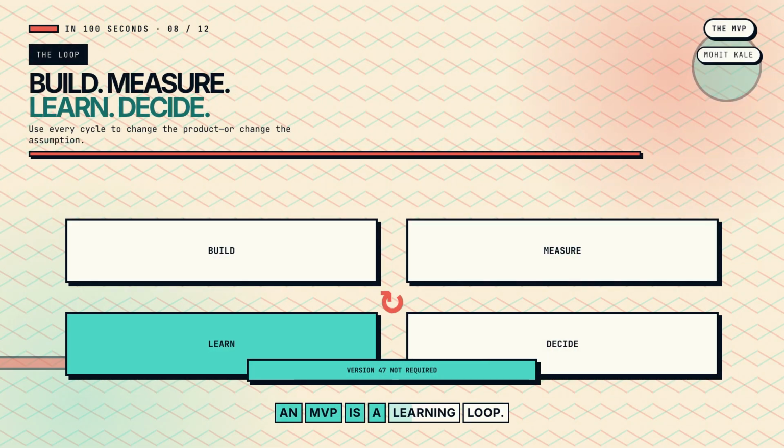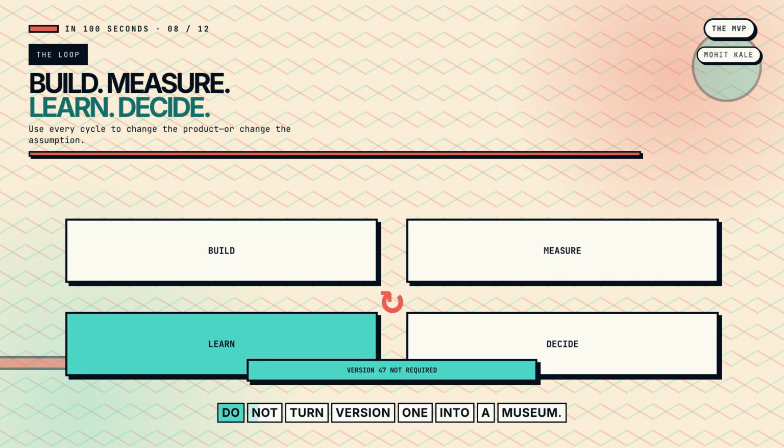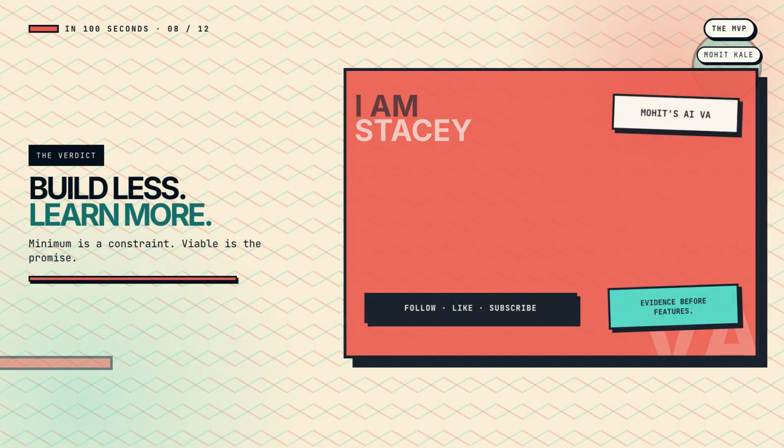Release to the smallest relevant audience. Watch what people do. Speak to them. Compare the result with your assumption. Then improve, change direction, or stop. A good MVP is not the cheap first version of everything. It is the fastest responsible route to useful learning. Build less but learn more.